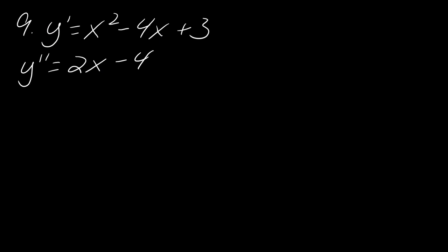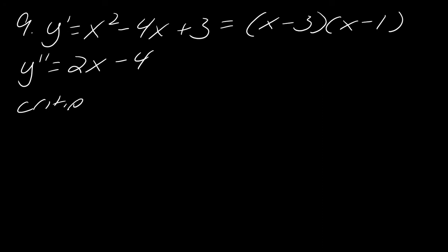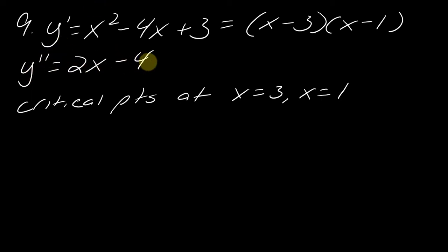Like what I notice in looking at this, for instance, this will factor as x minus 3, x minus 1. So I have critical points at x equals 3 and x equals 1, right? I know that just by looking at that. And then looking at this one here, if I were to set this equal to 0, I would have a possible inflection point, put a question mark, at x equals 2.